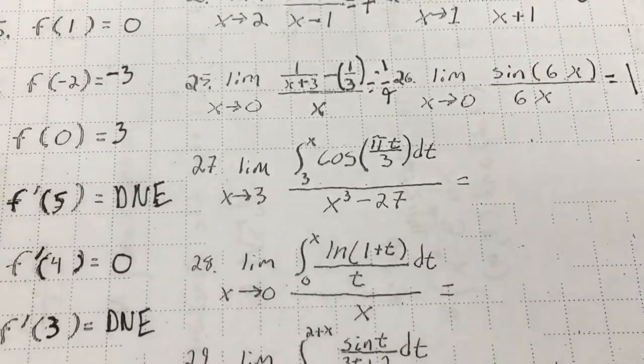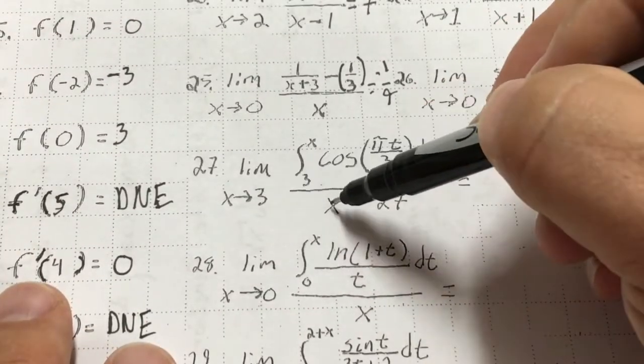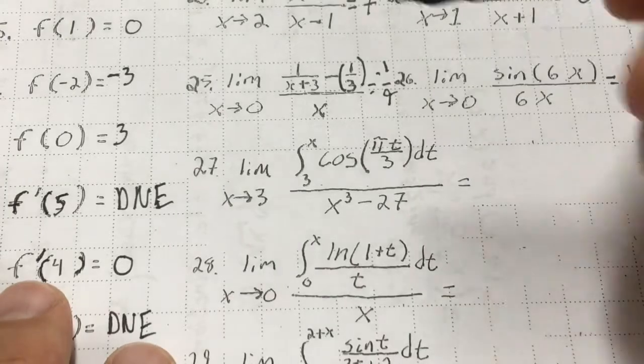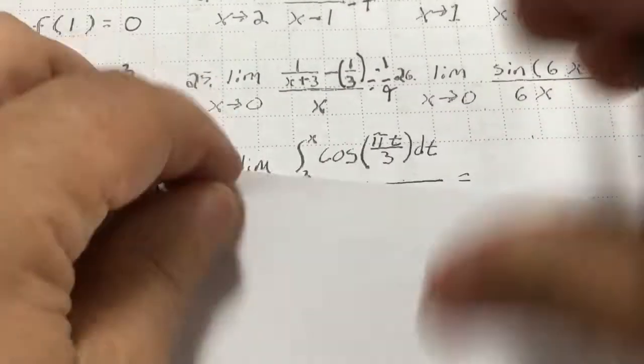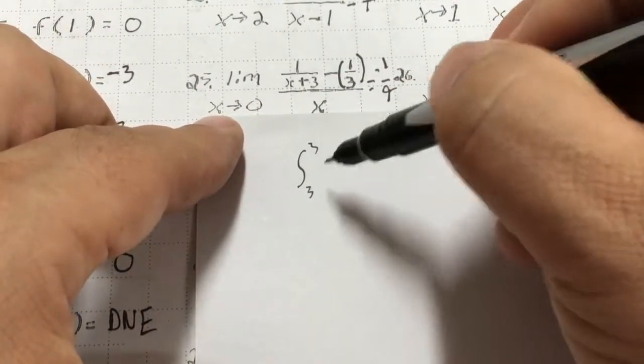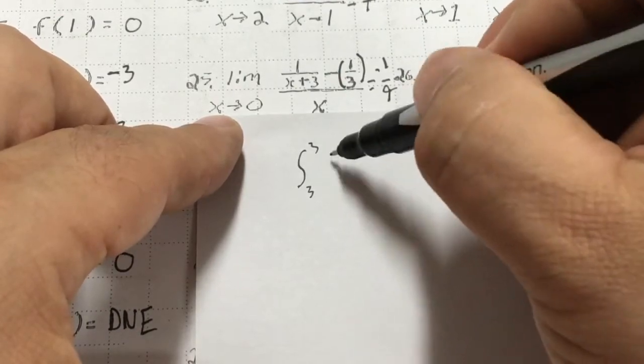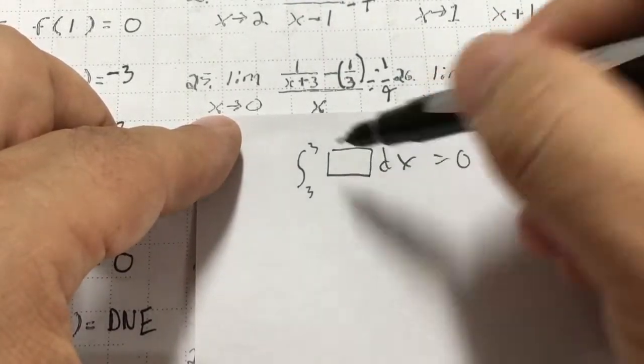More L'Hopital problems. First, you want to do direct substitution. Notice when I substitute the 3 in, that gives me 27 minus 27, 0 on the bottom. And when I substitute the 3 in up here, that gives me a strange integral from 3 to 3. And any integral from a number to itself, whatever that function is, is going to equal 0 because there's no area under that curve.